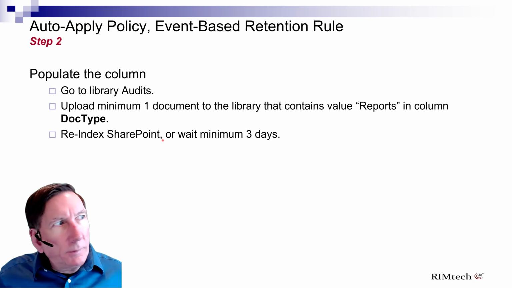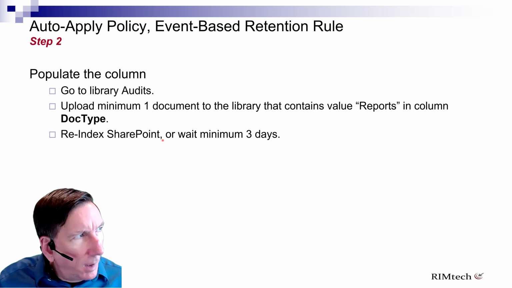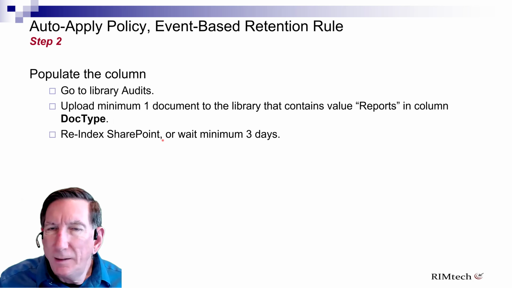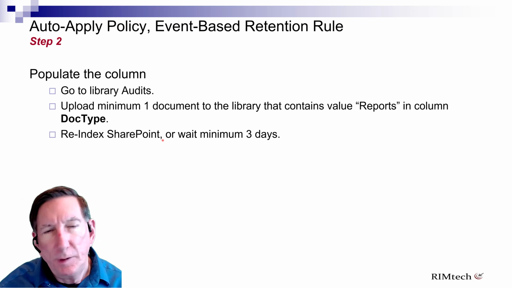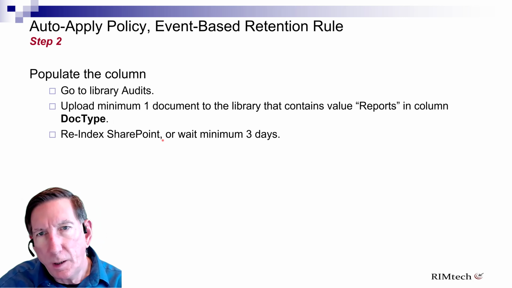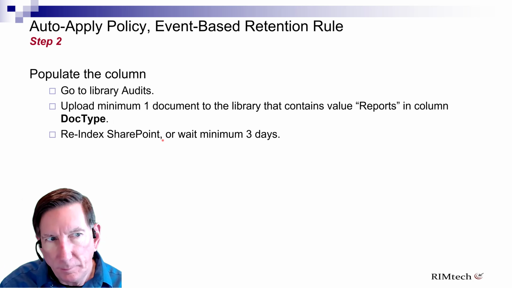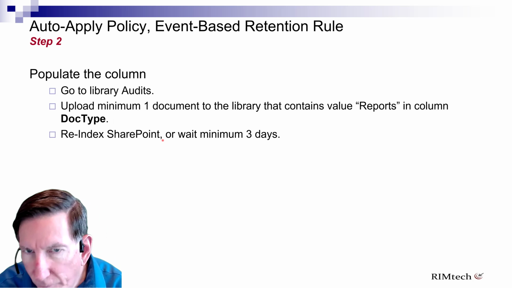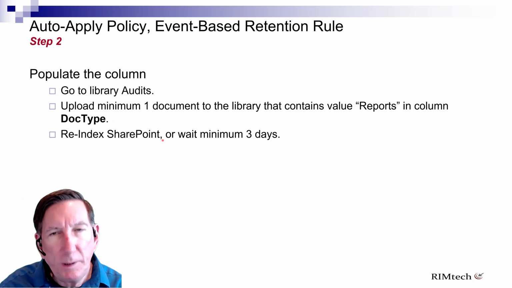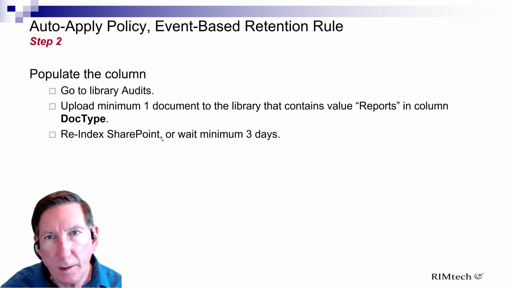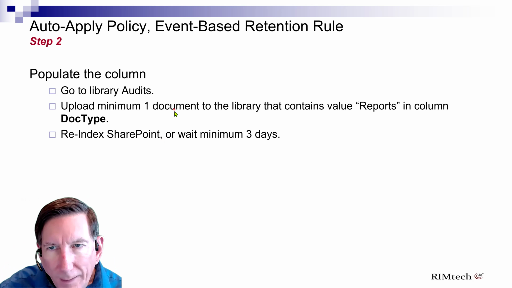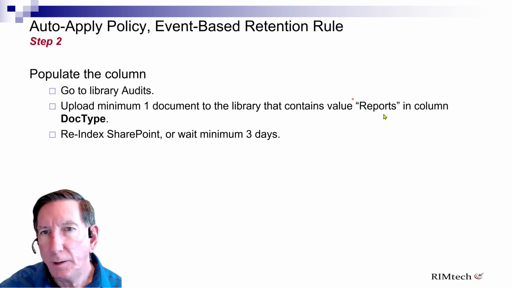Step 2, we have to populate the column. Well, why on earth do we need to do that? Because the subsequent steps will not work unless it finds at least one actual document of that type. Even if it's a fake, you have to make it. Fake it to make it. You've got to put in a document that has that type in it. Okay? So you have to upload at least one document to that library that contains it.